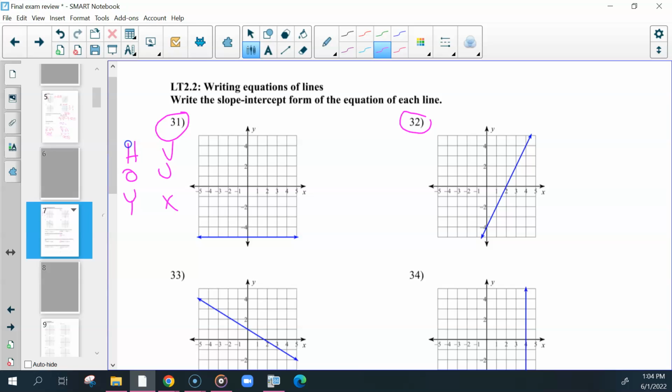If this is a horizontal line, I know my slope is 0, and I know this has to be a y equals. So I'm going to look on my y-axis and find where this line crosses my y-axis, and that number would be what my equation is, y equals negative 5. Any questions on that one?